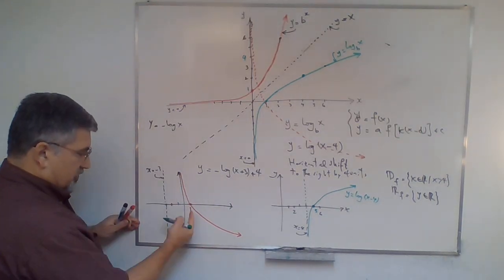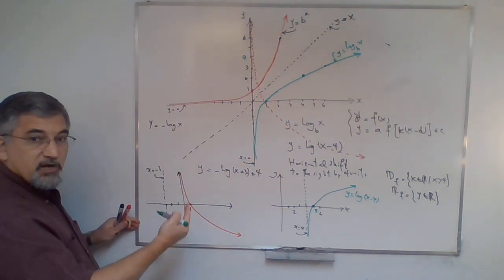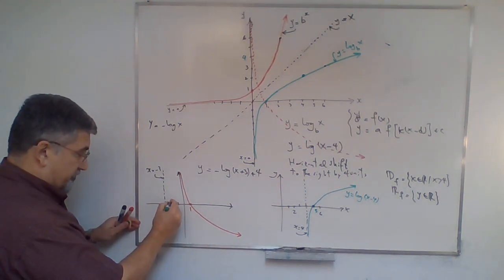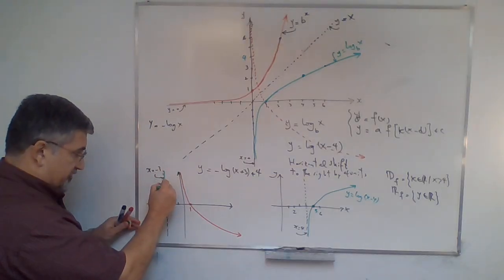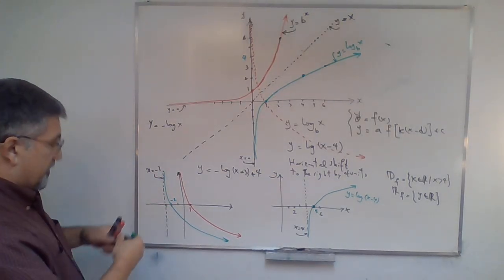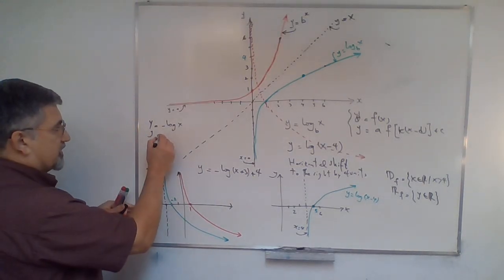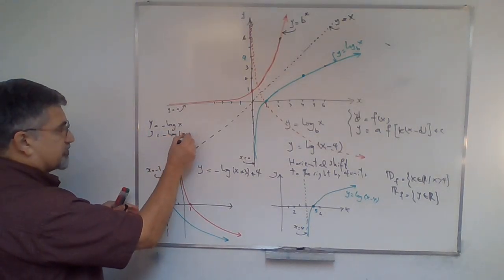I draw it, and now I have to shift this graph to the left by 3 units. So the point whose x-coordinate is 1, if you shift it 3 units to the left, becomes -2, actually, right? So this is how the graph is going to look like. It's going to be something like this. So the first one was negative log x. The second one is negative log of x plus 3.